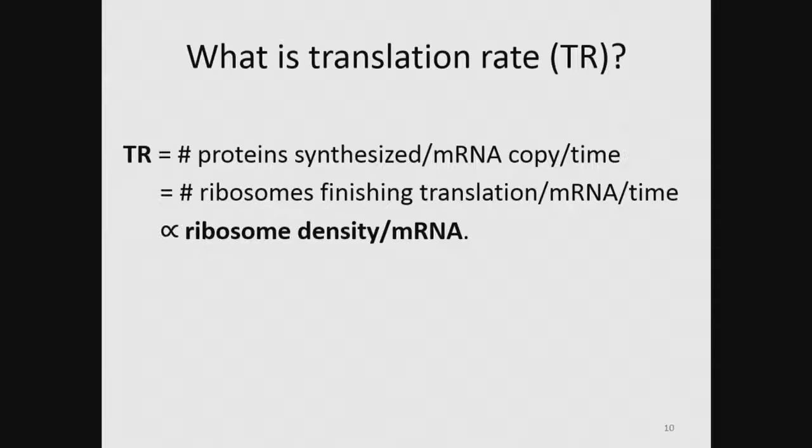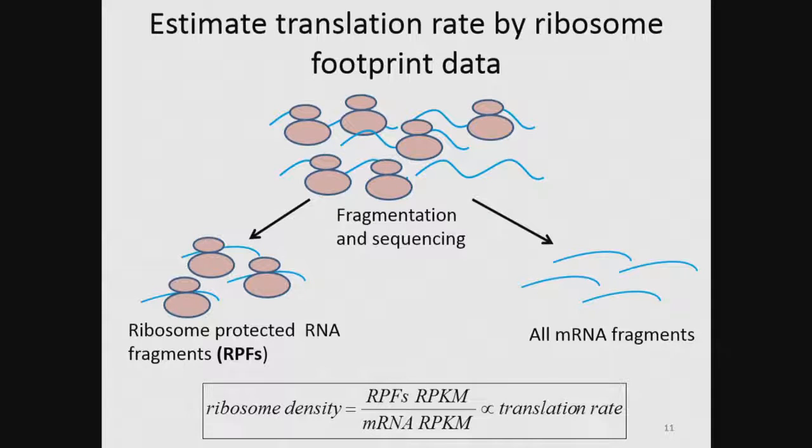I think everybody knows the term translation rate, but I just want to make sure we are on the same page. It is defined as the number of proteins synthesized per mRNA copy per time unit, which is somewhat measured by the number of ribosomes on a certain mRNA. This is the basis for using ribosome footprint technology to measure translation rates.